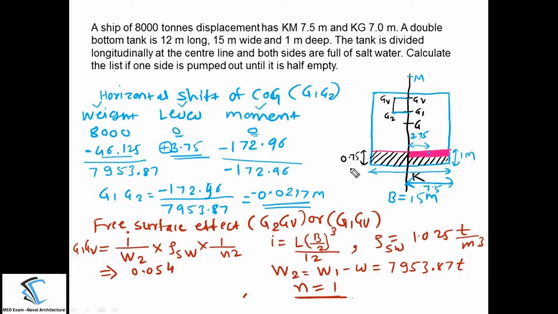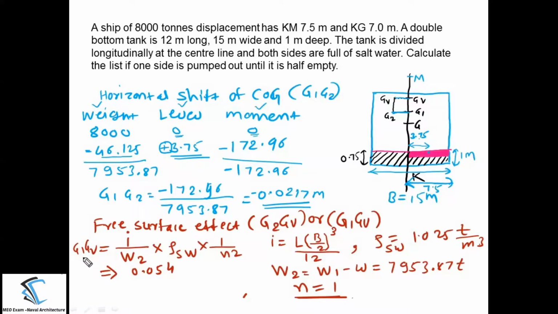Now once you got the horizontal shift, now you have pumped out the water. Now on the starboard side, whatever the debit tank is there, it will have some free surface effect. The free surface effect will be G2 to GV, or if you project G2 to GV on the center line, it will be G1 GV. So G2 to GV and G1 GV are both the same in magnitude. Okay, so how to calculate the free surface effect?